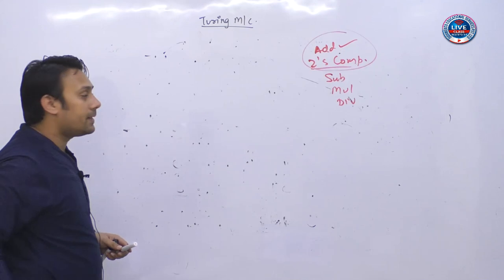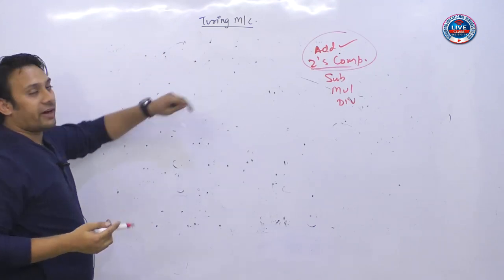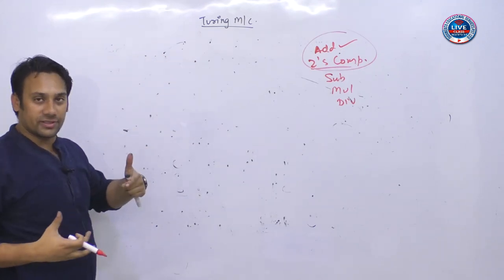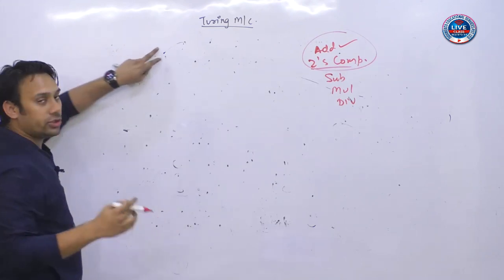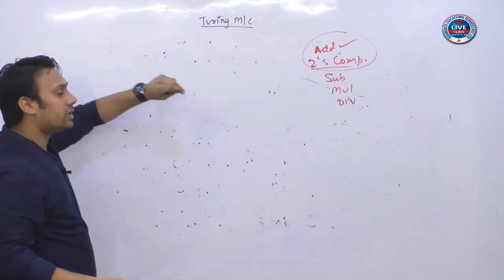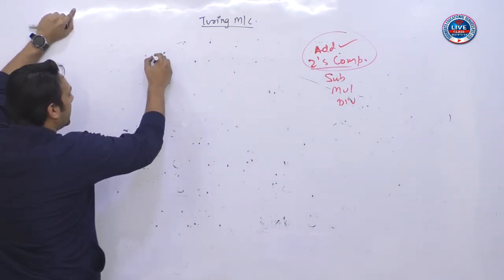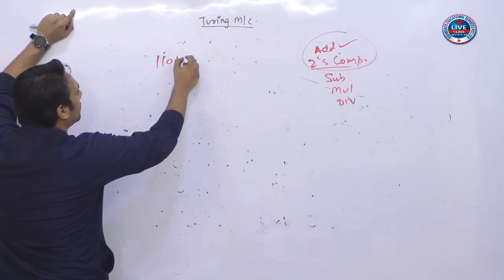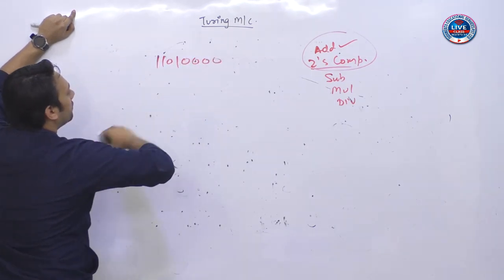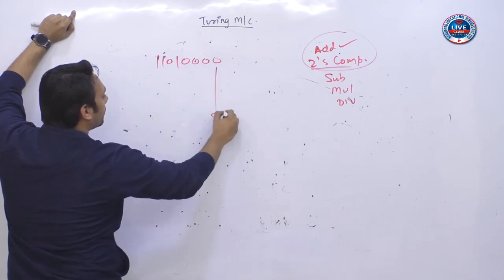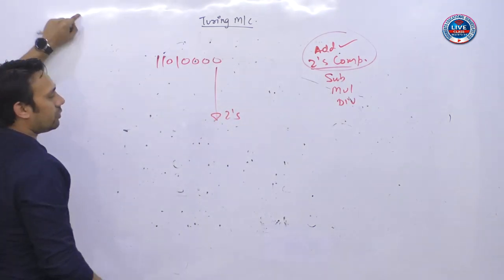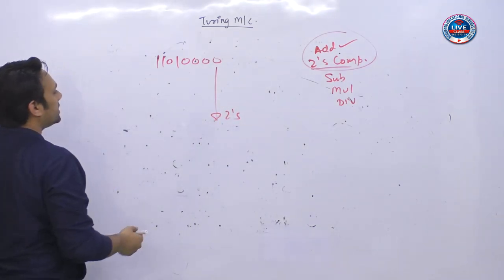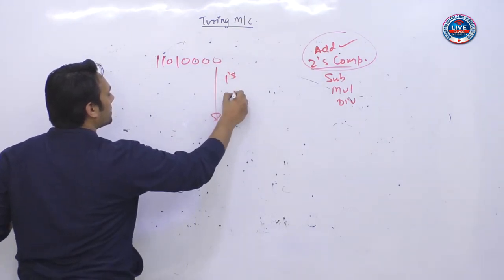It's very easy. To find a 2's complement, there also exists a shortcut. I think I've already told you that shortcut, but let me revise it again. If you have a number like 1100100000 and you want to find its 2's complement, what are the basic steps that we perform? The basic steps are: find the 1's complement and then add 1.